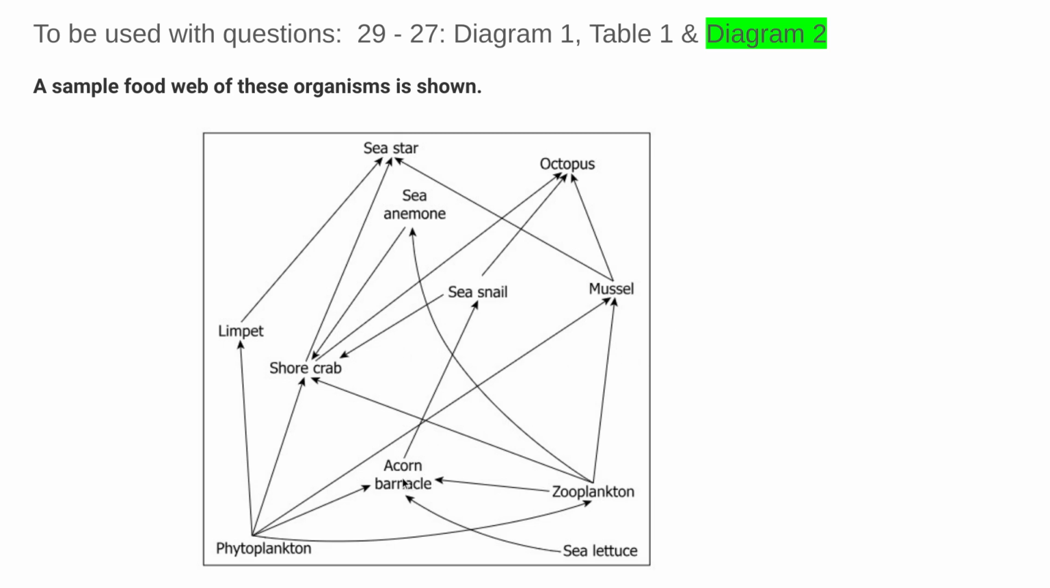So the acorn barnacle is prey to the sea snail. So if the sea snail is gone, then your acorn barnacle will be able to flourish.